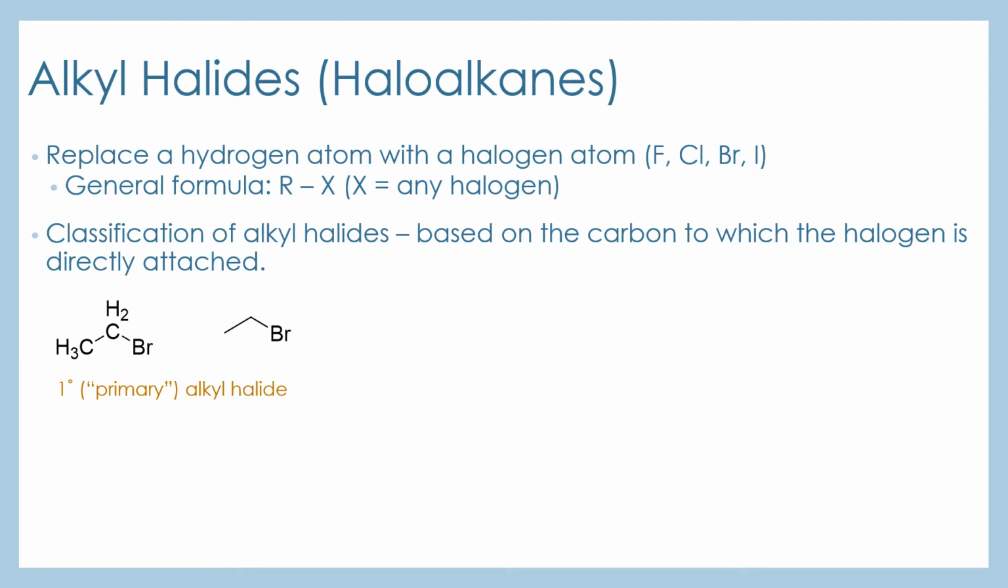So for example, this is an alkyl halide. This is bromoethane. So we have a 2-carbon piece and bromine is substituted onto there. And this is considered a primary alkyl halide. The reason it's called primary is that the carbon that the bromine is attached to only has one bond to another carbon atom. Whereas if we look at 2-bromopropane, the carbon that has the bromine attached has bonds to 2 other carbons. So that makes it a secondary alkyl halide.